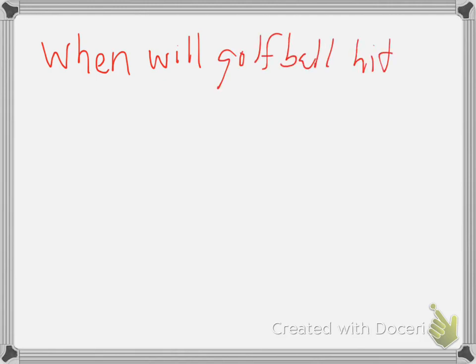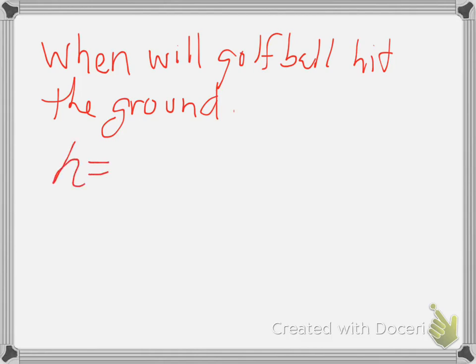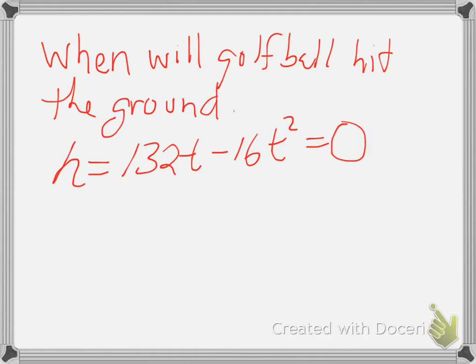It says, when will the golf ball hit the ground? And you will for sure have story problems on your final. So just applying the math, making sure you understand it. So they give you the formula, h equals 132t minus 16t squared. Oh, it's just dawned on me they wouldn't give you a problem like this because, oh yeah, they will. Okay, 16t squared, sorry about that, equals 0, or equals h.